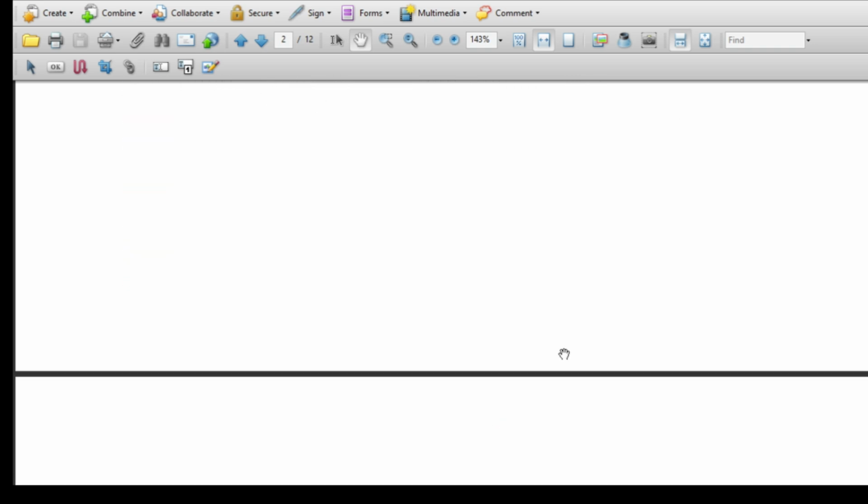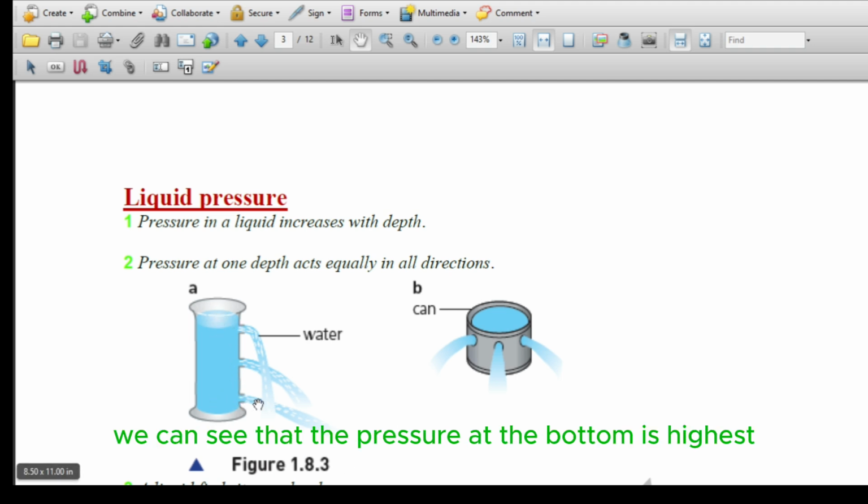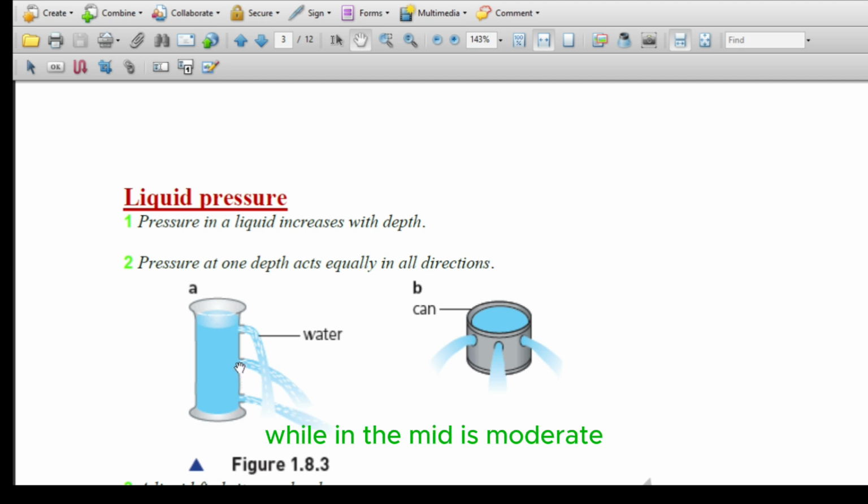Now, liquid pressure. Pressure in a liquid increases with depth. In figure 1.83, we can see that the pressure at the bottom is highest, in the middle it is moderate, and at the top it is very low. We can also see that pressure at one depth acts equally in all directions. Here the holes are at the same depth level, so we can see that the pressure is the same.